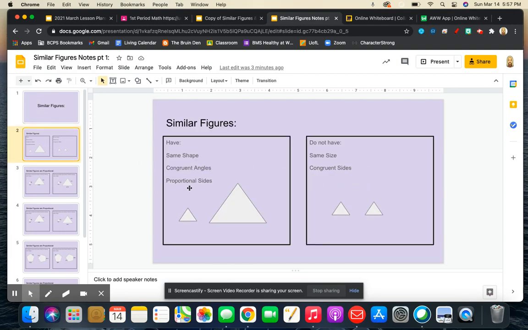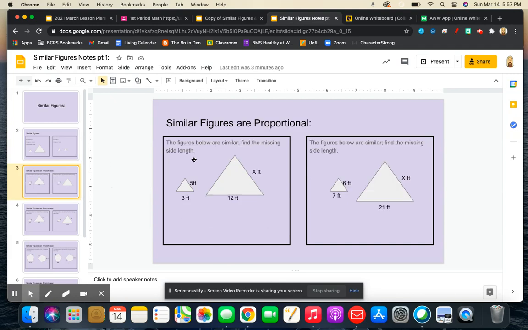So similar figures have the same shape. They are going to have congruent, or the same, angles, and their sides are going to be proportional. They will not be the exact same size, and all of their side lengths will not be the exact same. So similar figures are going to be proportional, and they tell us that these are similar, so we want to find the missing side length.